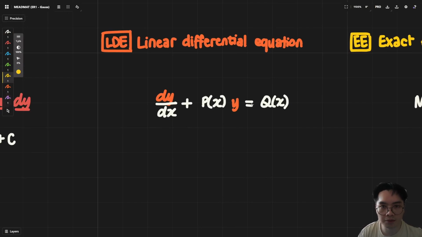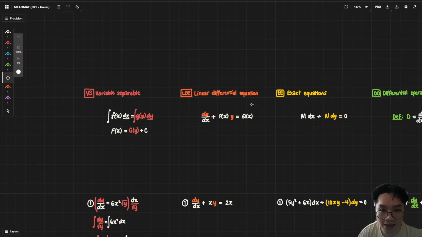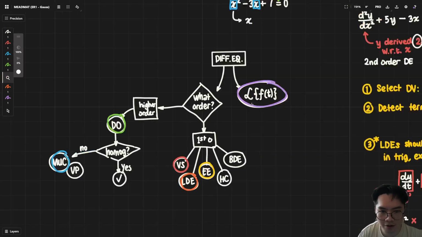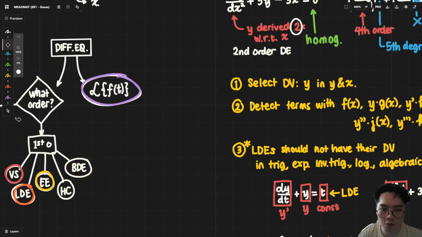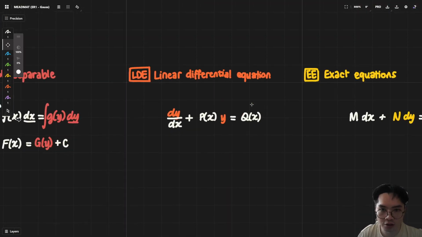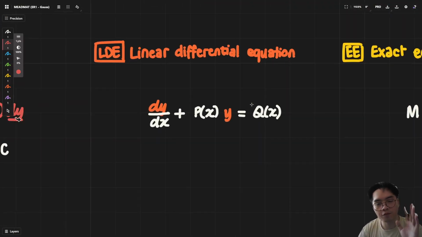So for today, we'll be continuing our plan, our flow chart from here. We've finished our discussion on variable separable, so now we will go forward with linear differential equations. For linear differential equations, they require a bit more of a setup. Why is that the case?